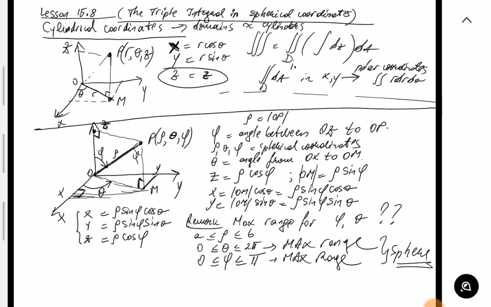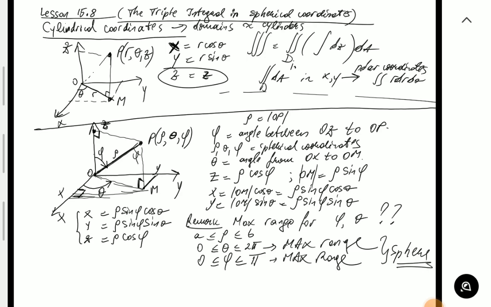People sometimes are kind of confused here. Why does phi go all the way to pi? Because that's all you need to describe the full sphere, basically the maximum possible domain, the largest one, once theta goes all the way around and makes a full circle.